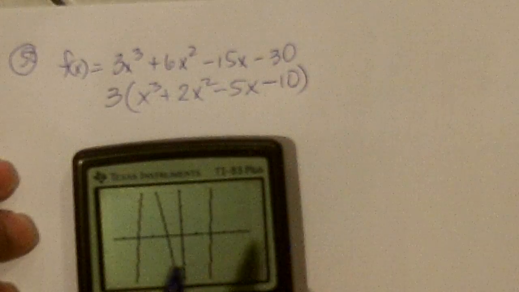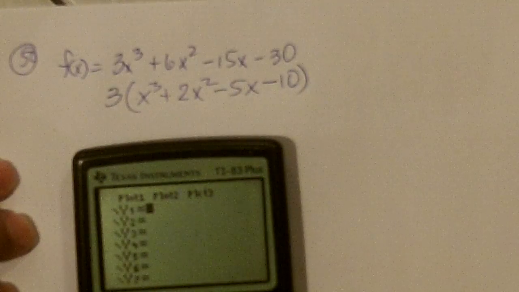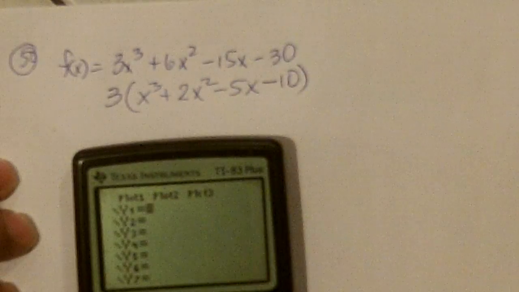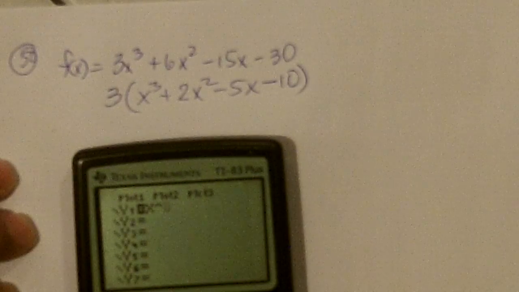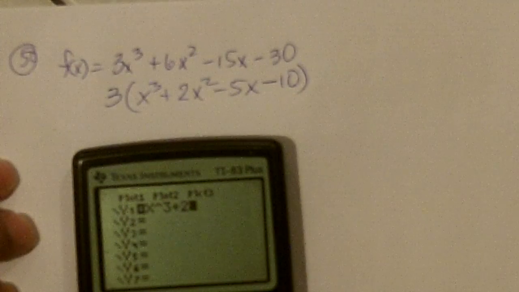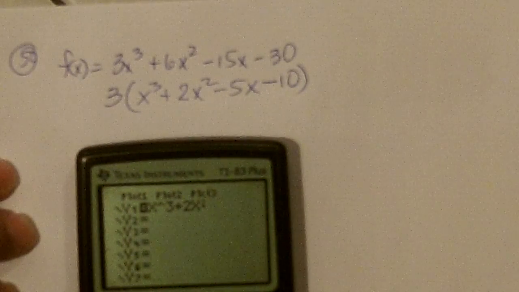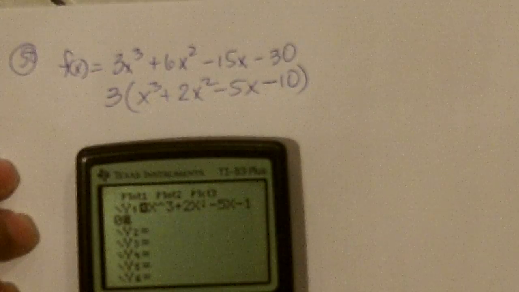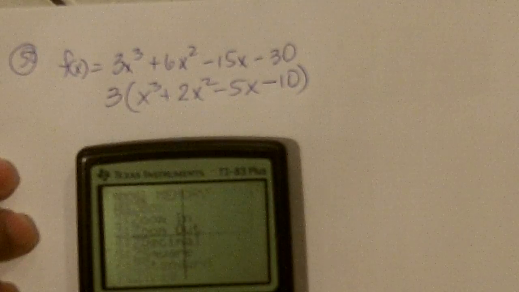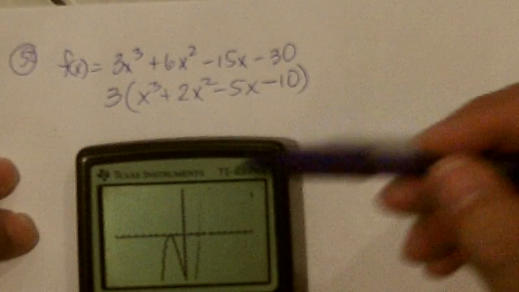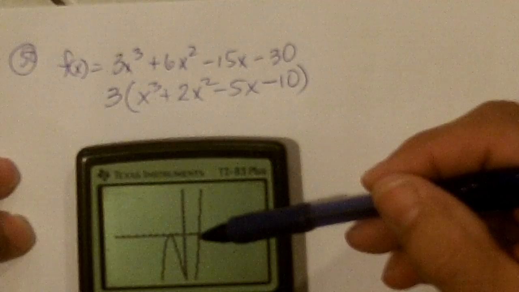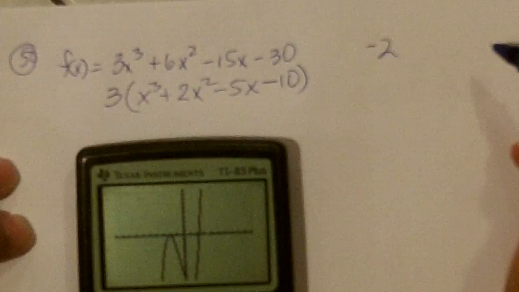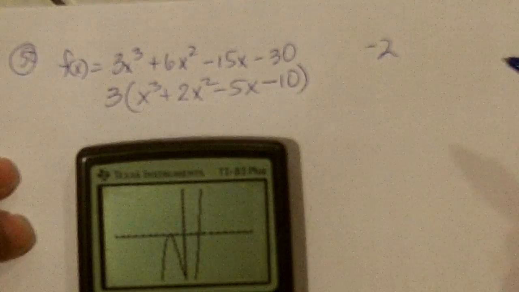And I'm going to type this in, but I'm going to take a shortcut here. Since the 3 came out, it can't be 0, so the zeros will be the same for this as this. So I'm just going to type in the x to the third plus 2x squared minus 5x minus 10. And let's do zoom 6 to see what we have here. Looks like it goes through 2 and a bounce at -2. -2 twice, it kind of looks like, and then something over here between 2 and 3.